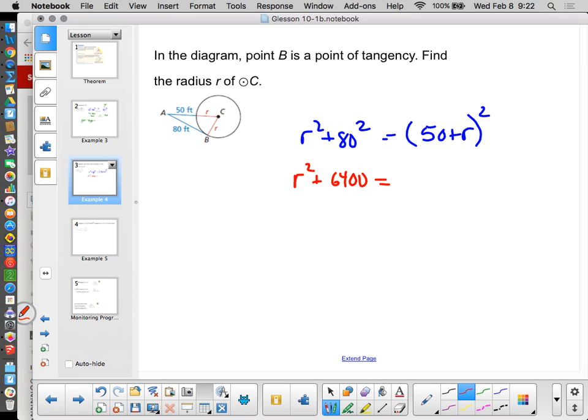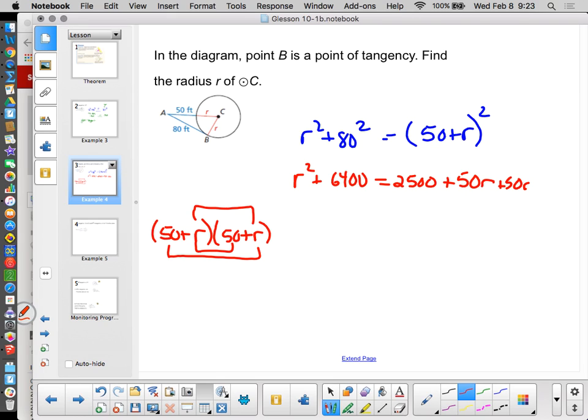When I get 50 plus R squared, that means 50 plus R times 50 plus R. It's a FOIL problem. First, outside, inside, last. We have to FOIL this out. So 50 times 50 is 2,500, plus outside, 50 times R is 50R, plus inside, 50 times R is another plus 50R. They do not cancel out. They're going to add. And then R times R is R squared.